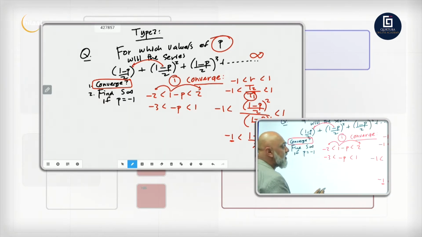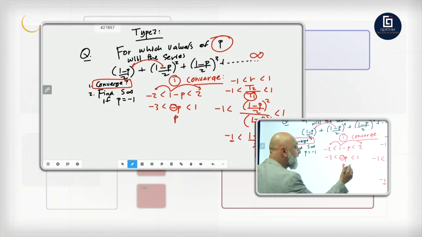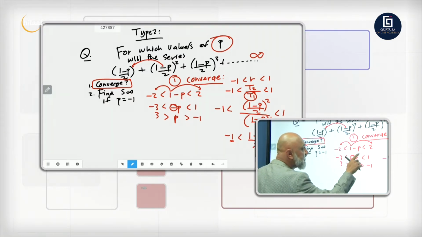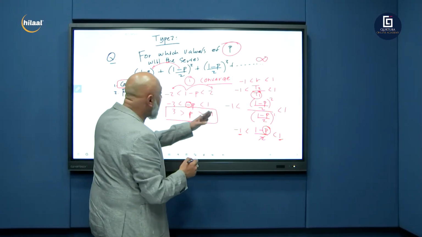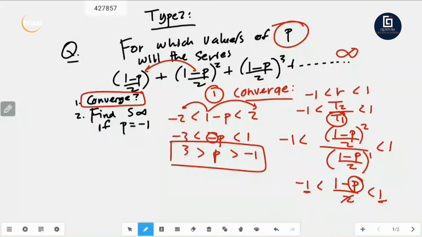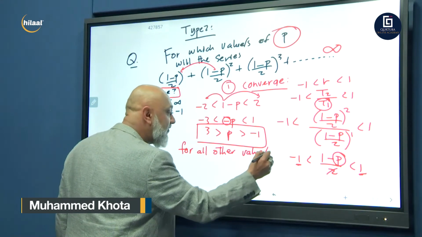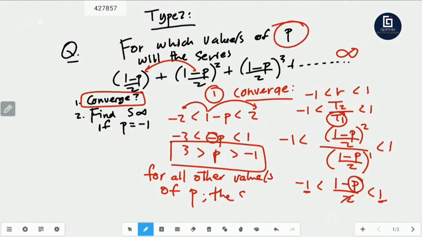Now divide by a negative. But you know when you're dividing by minus 1, the inequality is going to change over. So P is greater than minus 1 but less than 3. Right? Because we're dividing by negative 1, so those signs will change. So here's your answer. For all your P values greater than minus 1 and less than 3, the series will converge. Now you write, for all other values of P, the series diverges.